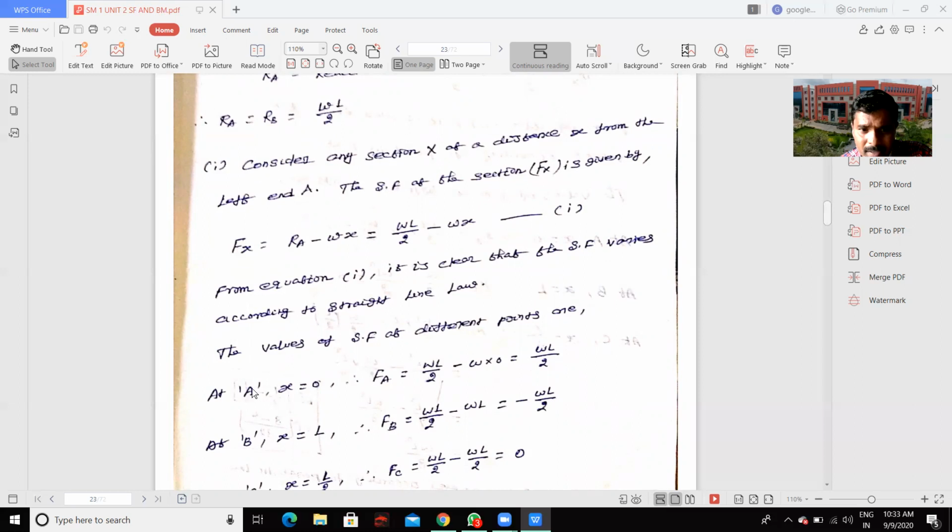So at point A, x equals 0, therefore F of A will be equal to WL by 2 minus w into 0, therefore WL by 2. Similarly, at point B, x equals L, so FB is equal to WL by 2 minus w into this distance L. So WL by 2 minus WL by 2, half minus 1 minus half.